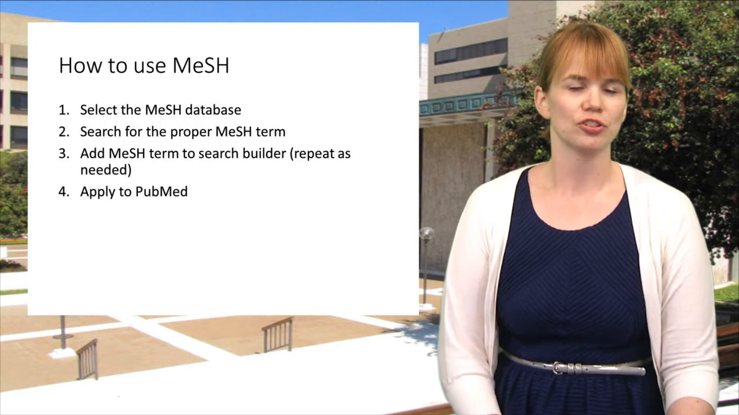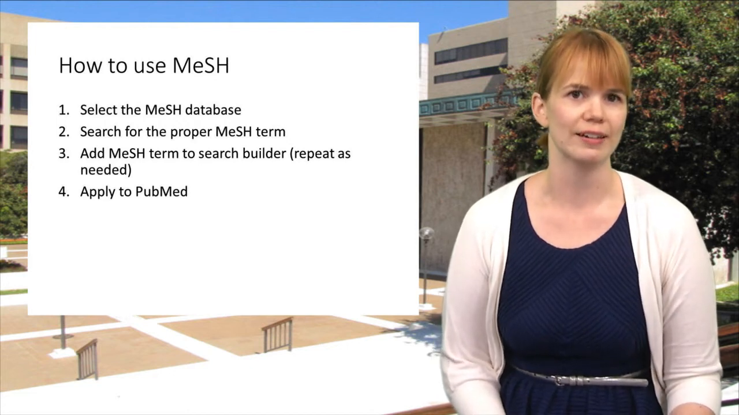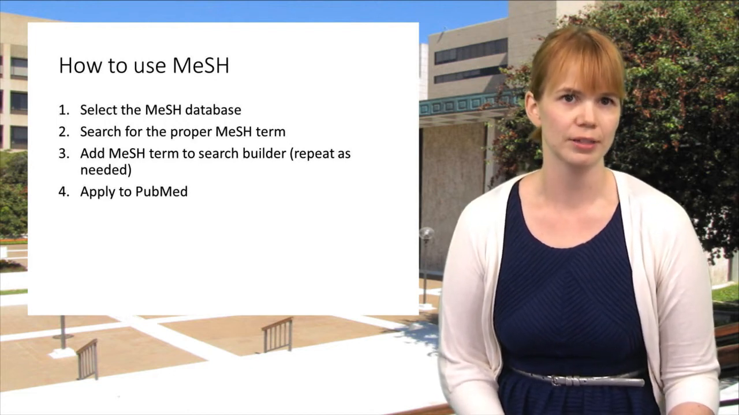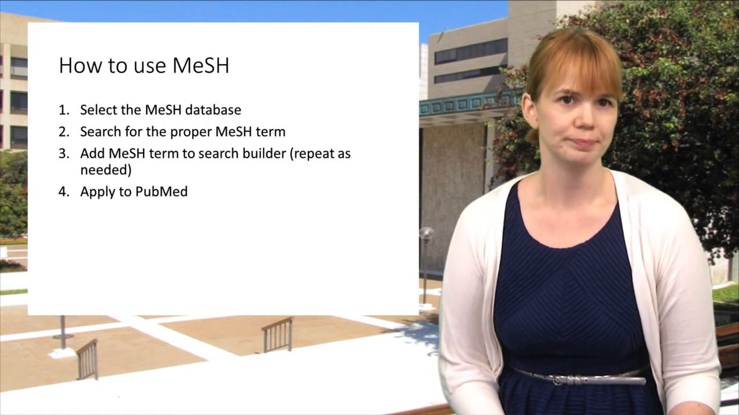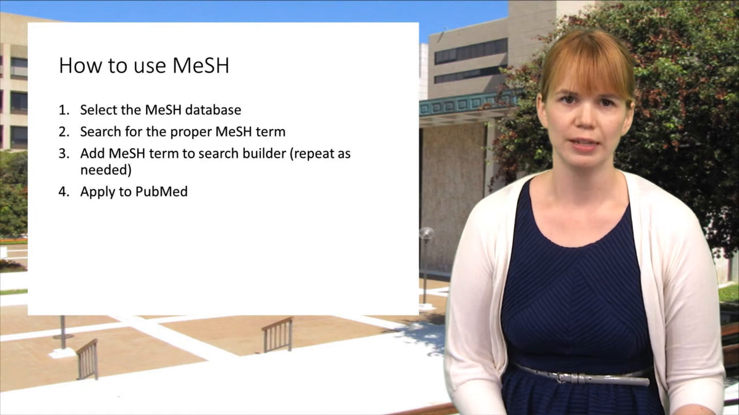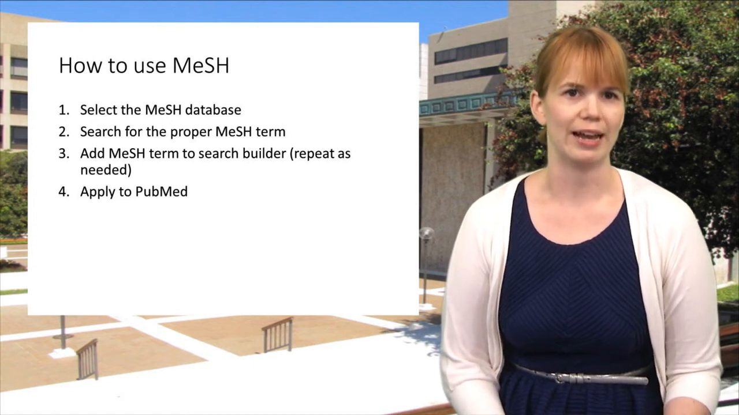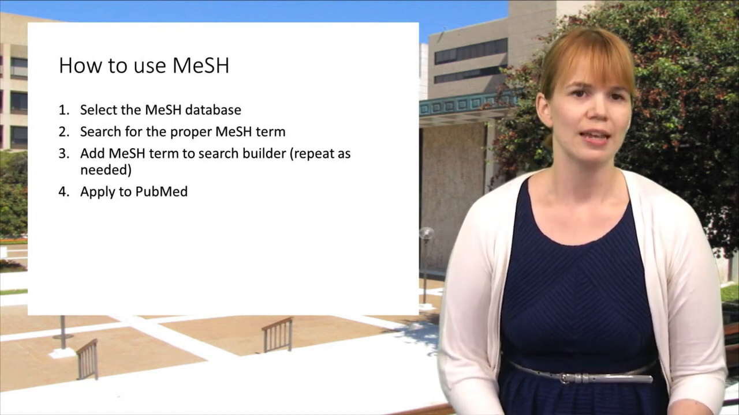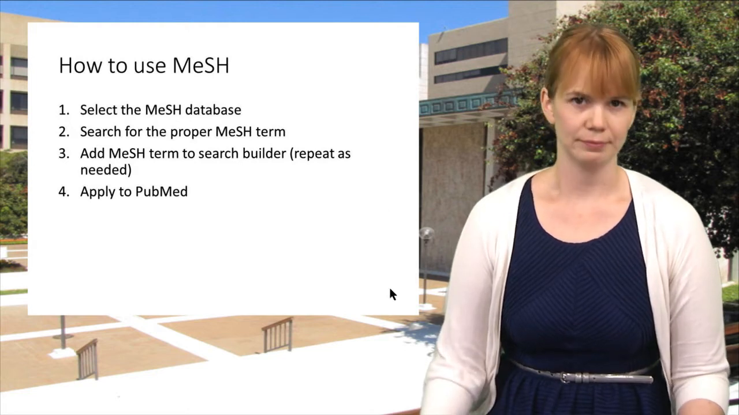So how to use MeSH? The first thing you'll do is select the MeSH database from PubMed. You'll search for the proper MeSH term. Once you locate the proper MeSH term, you'll add it to the search builder, and you'll repeat that step as needed if you want to add multiple concepts to your search. And then you'll click Search PubMed.